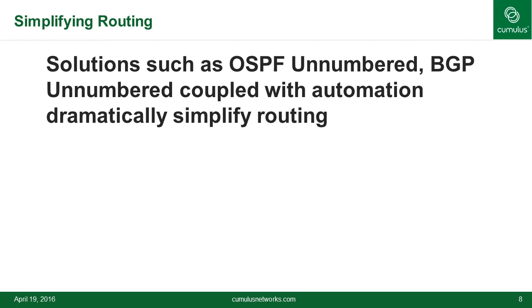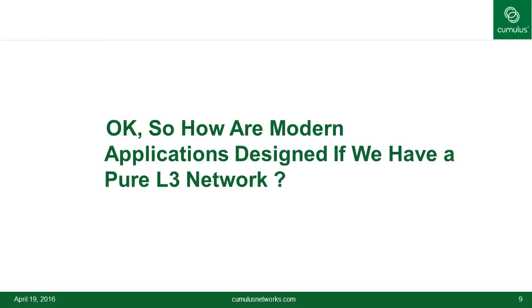So, routing simplifications, we have talked about this in the previous webinars. OSPF unnumbered and BGP unnumbered, coupled with automation, dramatically simplify L3 configuration. So with all that happening, how are modern applications designed? If I do have a network that does not rely on pure L3, what do I have to do? Are there frameworks available that will help me understand how to design modern applications and how others who are pioneers in this field are doing this?